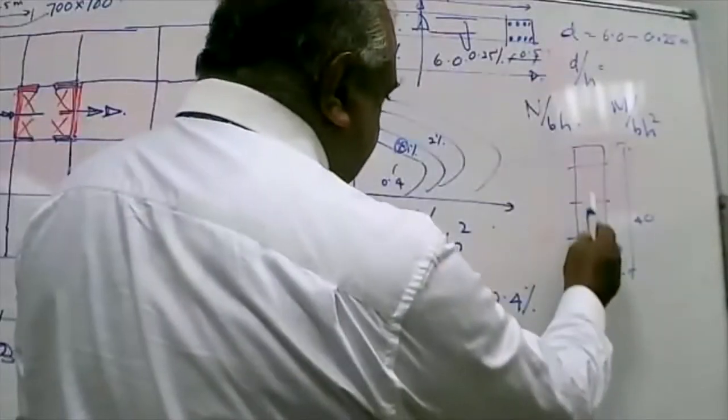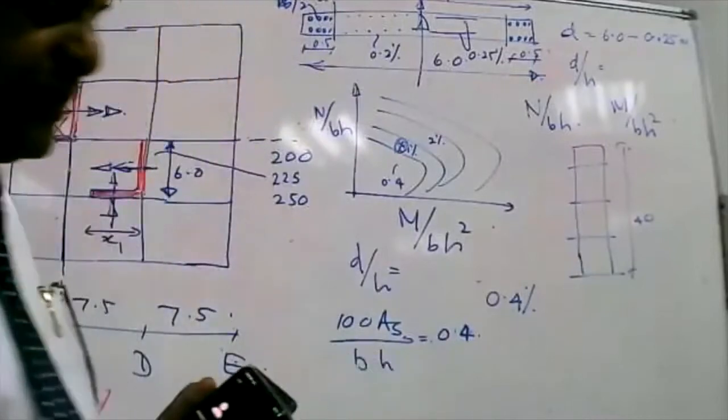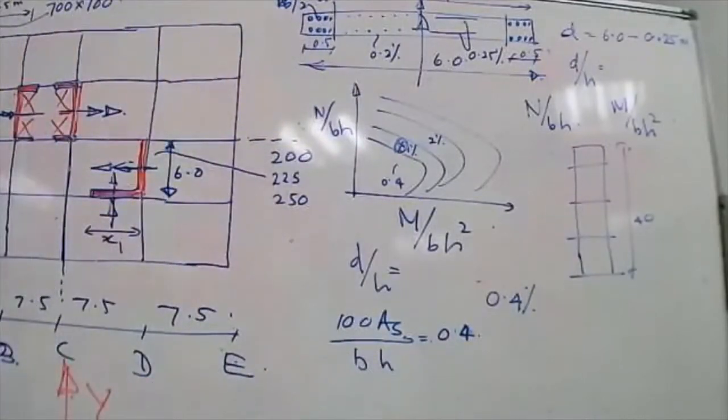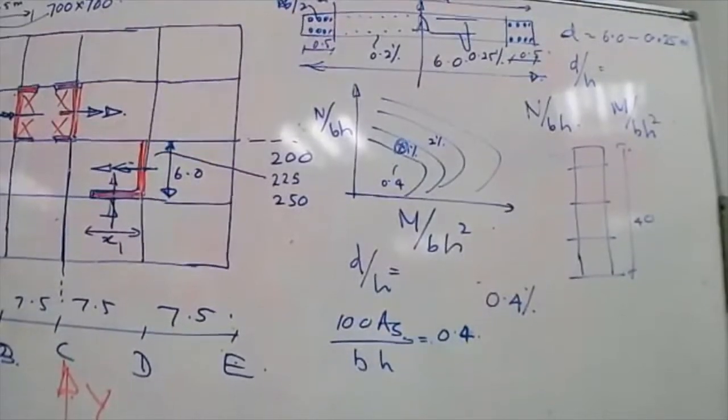We can repeat the calculation at any level you want, and you can reduce the amount of reinforcement needed as you go up. So this way, we can easily find the reinforcement in the wall by making an assumption that the wall is going to behave as a column. Any questions on this?